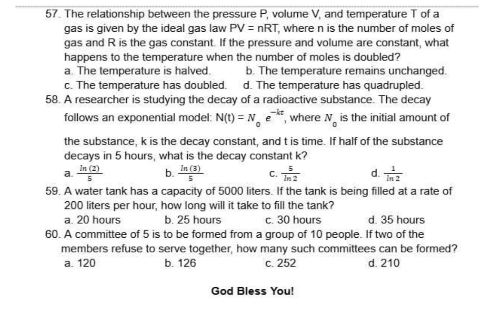60. A committee of 5 is to be formed from a group of 10 people. If two members refuse to serve together, how many such committees can be formed? So, item 60 is the same as item number 1. I already explained how we get the answer from number 1. So, it's just the same process as number 60. So, the answer is letter D, 210.